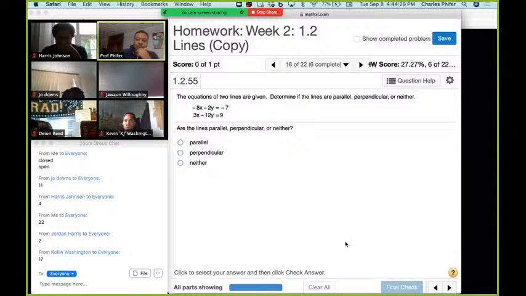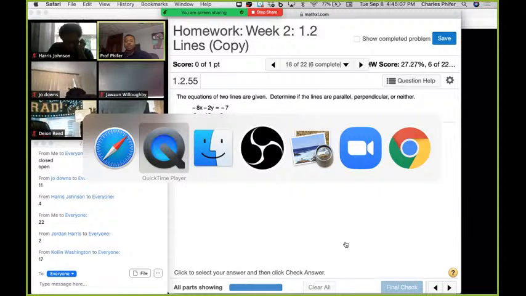It says the equations of 2 lines are given. Determine if the lines are parallel, perpendicular, or neither. So basically find the slope of each one. Let's write this out. This is question number 18, from section 1.2, question 55. Are these lines parallel, perpendicular, or neither? The first one is negative 8x minus 2y equals negative 7, and the second one is 3x minus 12y equals 9. So we just need to find the slope of each one.